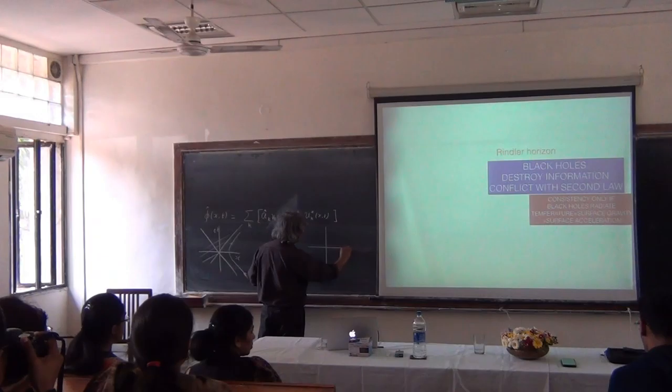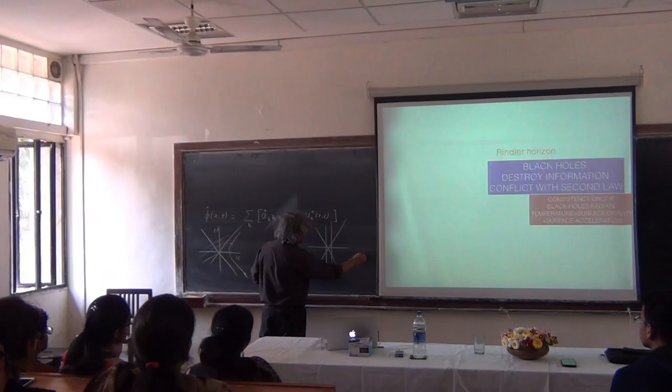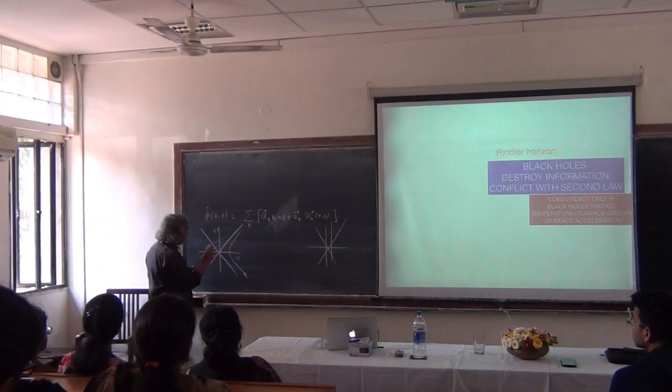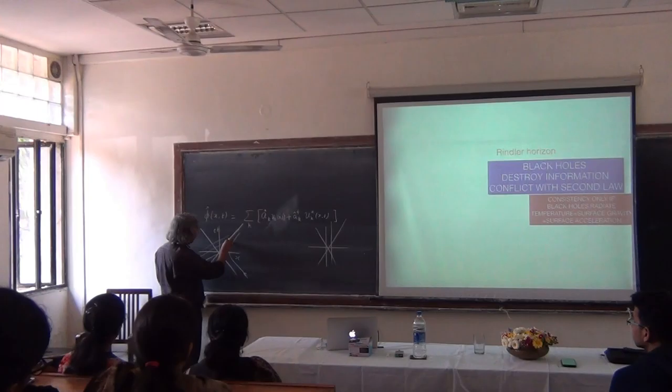No matter where the event happens, an inertial observer will eventually get to see that event. Whereas here, we're talking about accelerated frames, and it's no longer true. And we come across a notion somewhat like the event horizon of a black hole. You cannot see a certain set of events, and this is called the Rindler horizon.